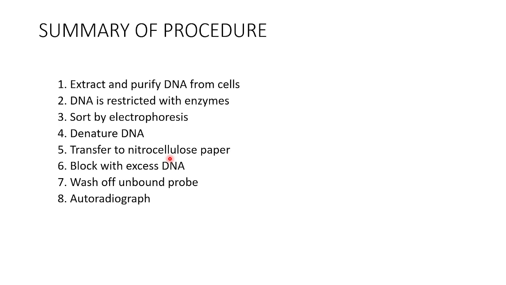So summarizing the entire procedure, first we extract and purify the DNA. Then it is restriction digested with different enzymes and separated by electrophoresis. Then you alkaline denature the DNA, transfer it to a nitrocellulose membrane and block with excess DNA. You hybridize it with a probe, then you wash away the unbound probe and develop the blot using autoradiography.